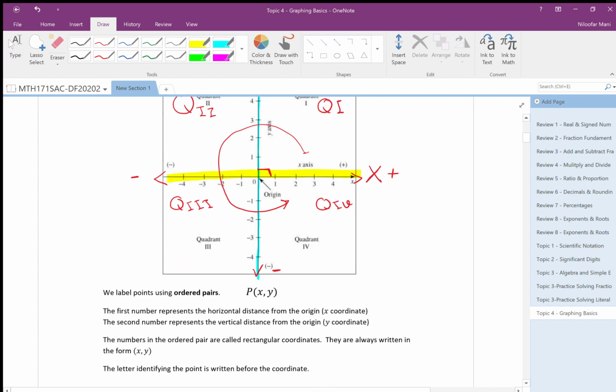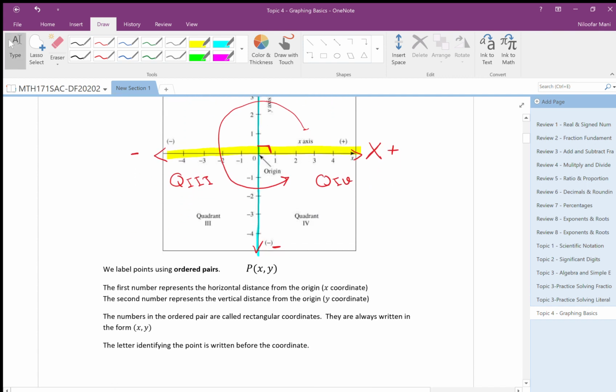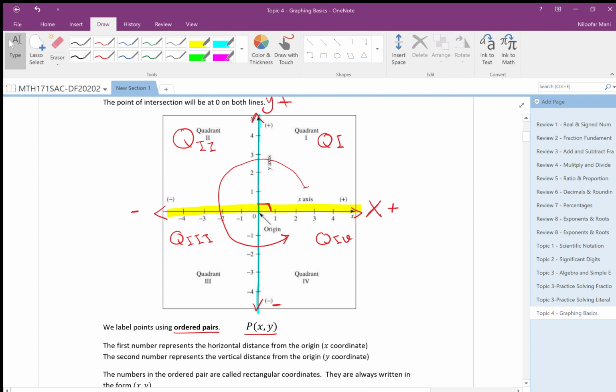How do I show a point there? We label points using ordered pairs. So we show the point like x and y. X is the distance you have from 0 but on the horizontal. Y is the distance you have from 0 but vertical.